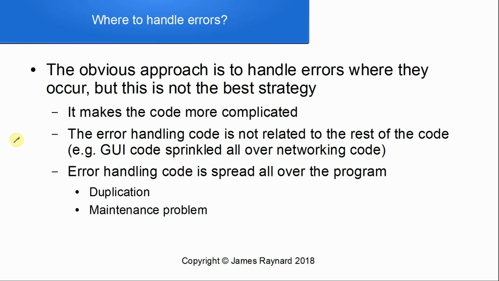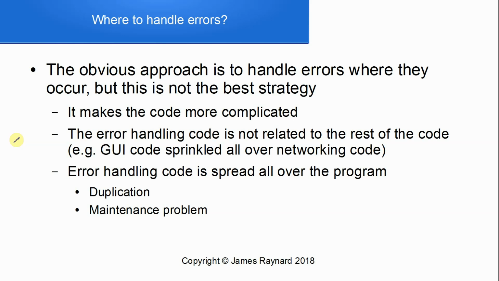The second problem is that the error handling code is not related to the code that surrounds it. So if, for example, we have a networking function and we suddenly put all this GUI code in the middle of it, that's quite a contextual jump for people who are working on it. We have this code which may be, for example, handling networking, and then we introduce all this code which does user interface interactions. So that's quite a big contextual jump between different parts of the code. That does make it harder to read the code.